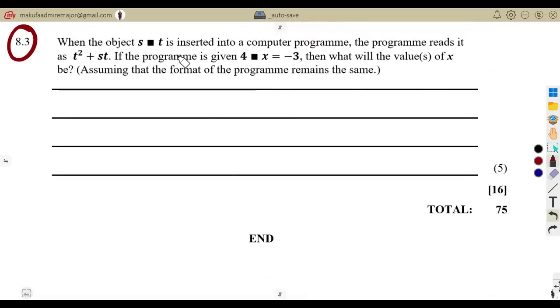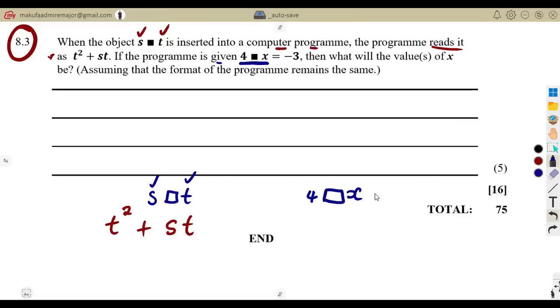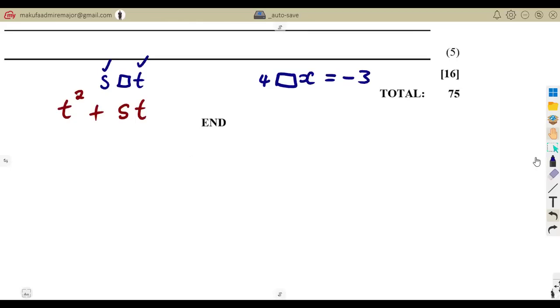Then on another part, which is 8.3, when s*t is inserted into a computer program, the program reads it as t squared plus s*t. So you input s*t, but in the program, it is going to read as t squared plus s*t. So they're saying, if the program is given, this time it's 4x, take note, it's 4x. It was s*t, take note. This time it's what? 4x is equal to minus 3. And they're saying, for whatever part that you have, as this is the format, it is not changing. Then what will be the value or values of x if the format did not change?